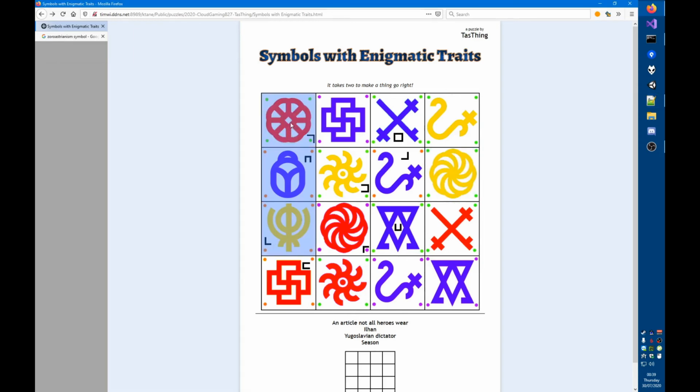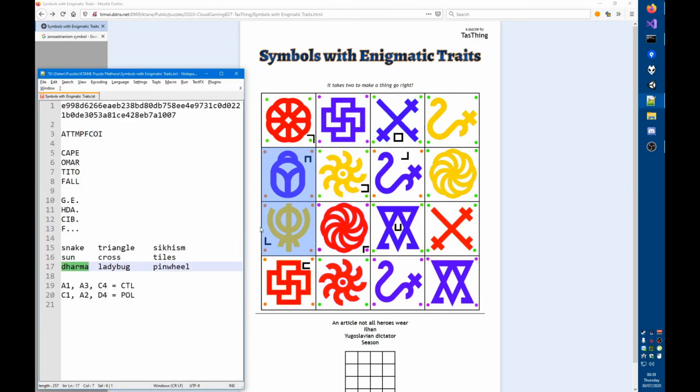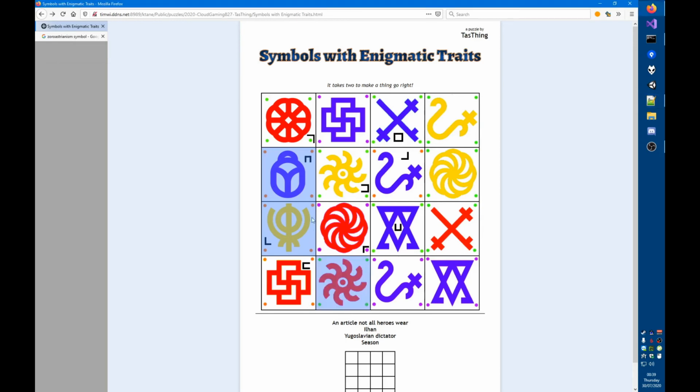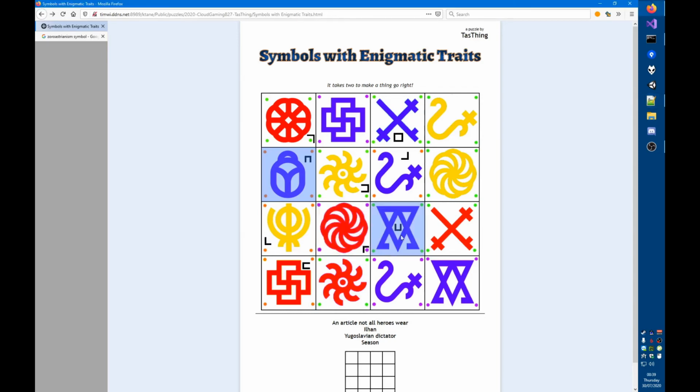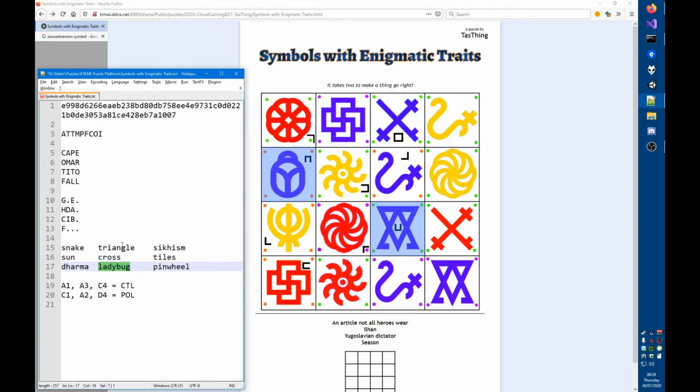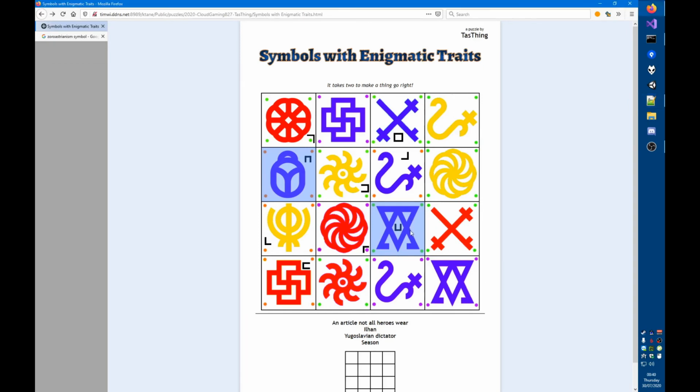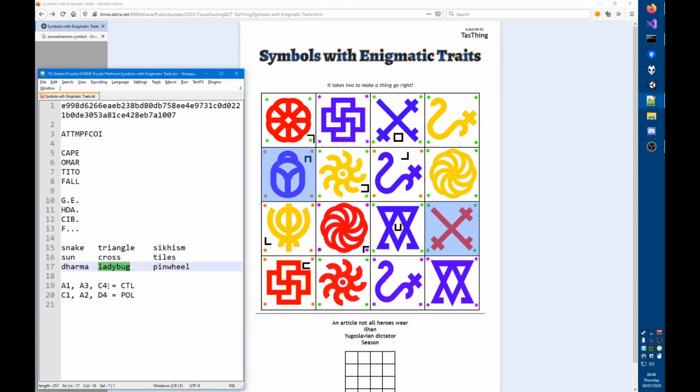Again, Dharma is up there, but I'm looking for things that come after. Ladybug and Sikhism requires sun. We do have a sun, but the colors of the dots don't match. Ladybug and pinwheel requires Dharma. Ladybug and triangle requires a cross, but that's up here, so we don't want that. Then we have Ladybug and cross, which obviously requires the triangle, and we don't have that in yellow. Ladybug and tiles is next, which requires snake in yellow.